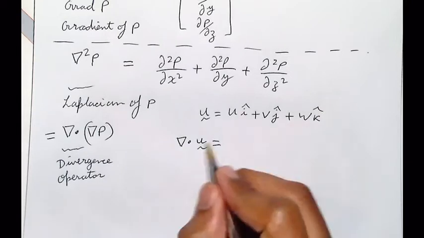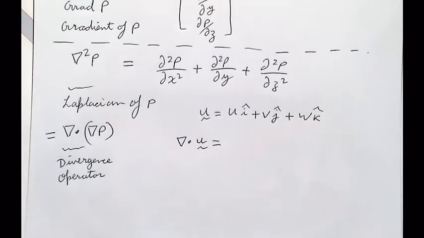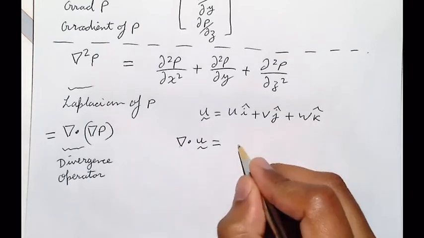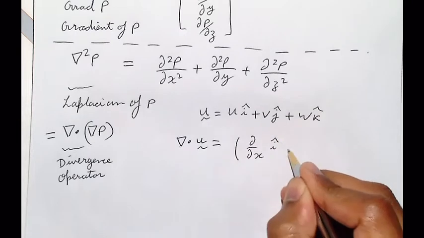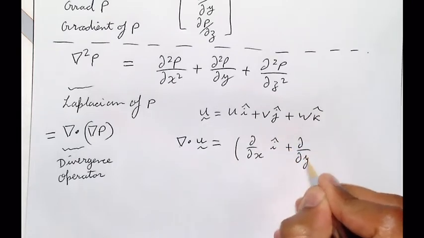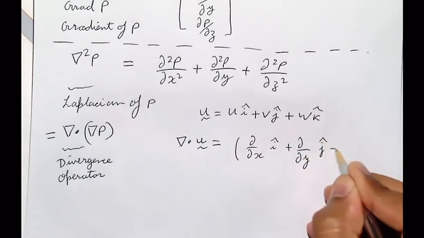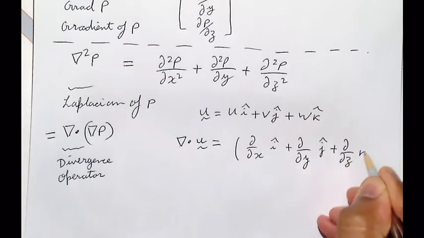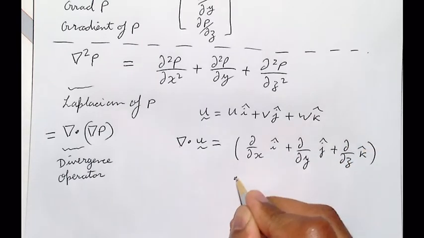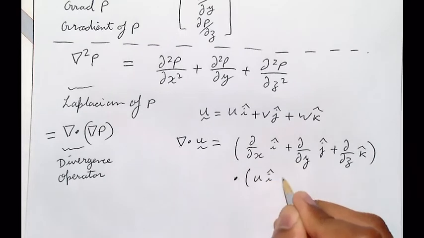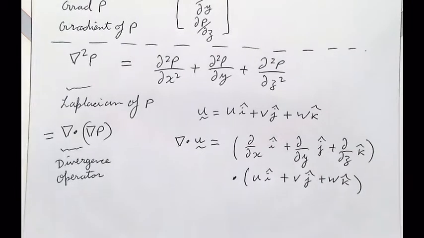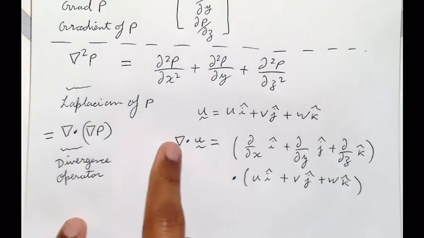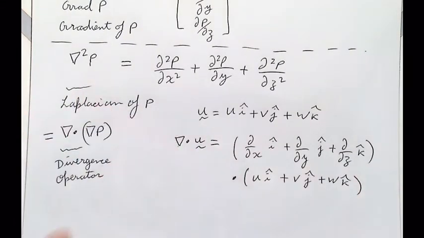So, nabla dot U you can write as, let's say, nabla becomes del over del x i plus del over del y j plus del over del z k. Okay, and this is being dotted with Ui. So I haven't done anything. I've just written the vector form in terms of partial derivatives. Can you tell me now what the answer should be?